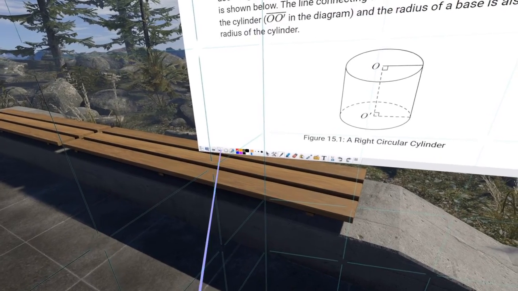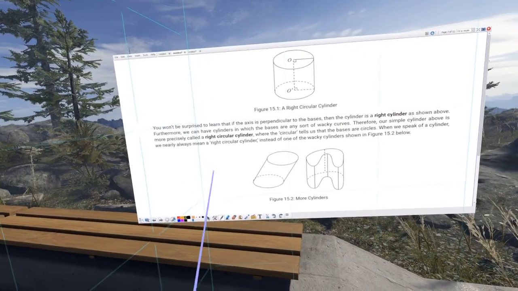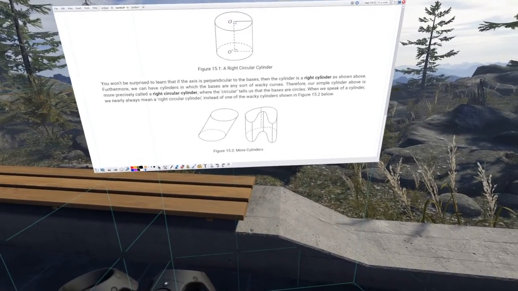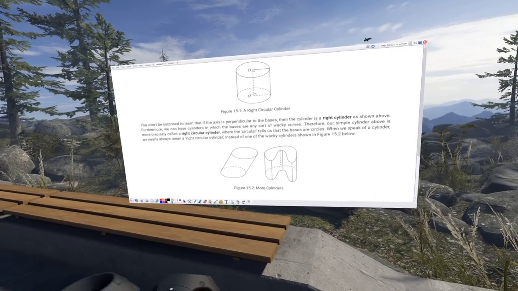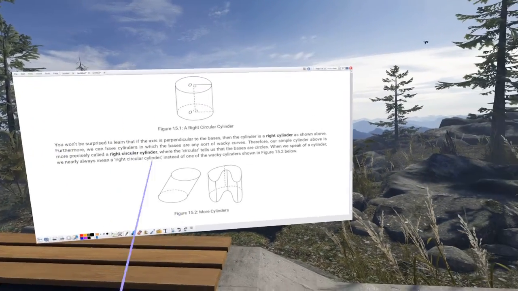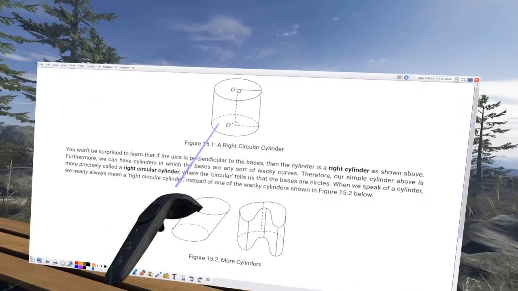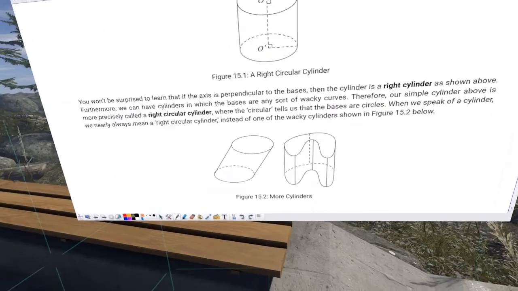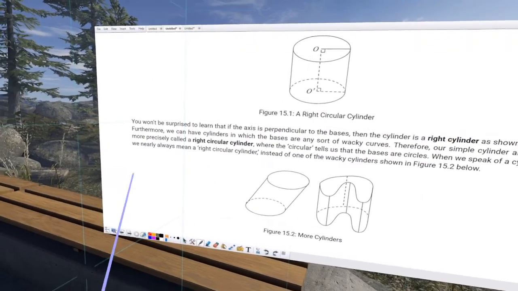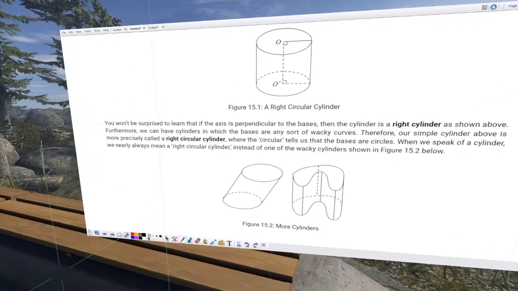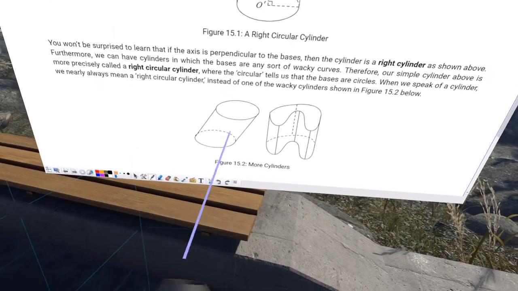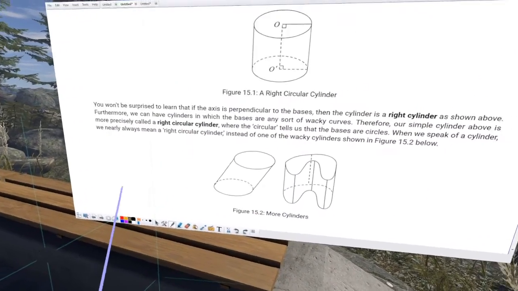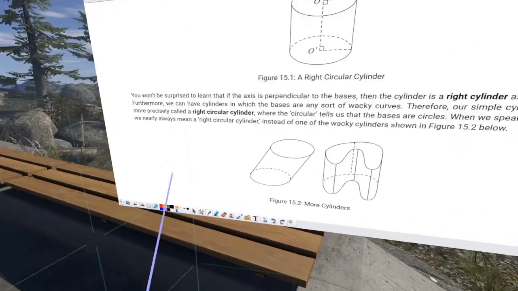Now that we have some terminology, let's go ahead and discuss some more common terms. If the axis is perpendicular to the base, then you have a right cylinder, which is the cylinder shown here in figure 15.1, where they make a perpendicular or right angle. And we would just call that a right circular cylinder. But then we have these weird cylinders on the bottom in 15.2. We're not going to really work with those ones so much, but we should be aware of them.